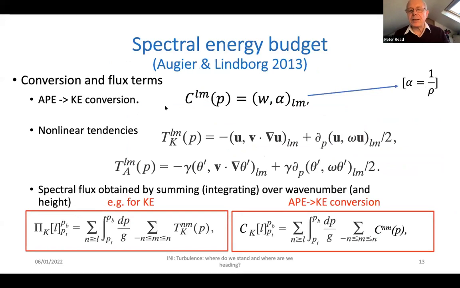The conversion term essentially represents the correlation between vertical velocity and density fluctuations, and is represented in this way. And then the spectral fluxes are obtained by integrating or summing over wave number and height in the way that we show here.